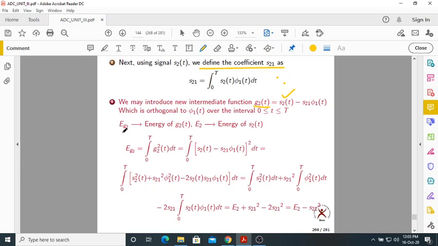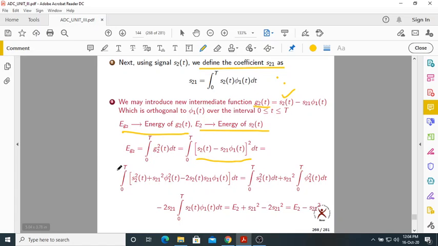Next, after finding this, you have to find the energy of g2 of t. How to find the energy of g2 of t? Integration 0 to T g2 of t whole square dt. But what is g2 of t? S2 of t minus S21 phi 1 of t, whole square. Substitute here and expand this. What happens? S2 of t whole square plus S21 whole square phi 1 of t whole square minus 2 into S21 into S2 of t into phi 1 of t, dt. I am just expanding this square term.